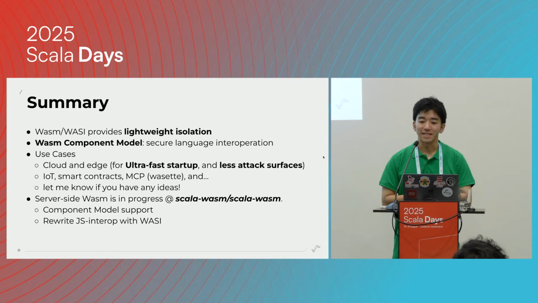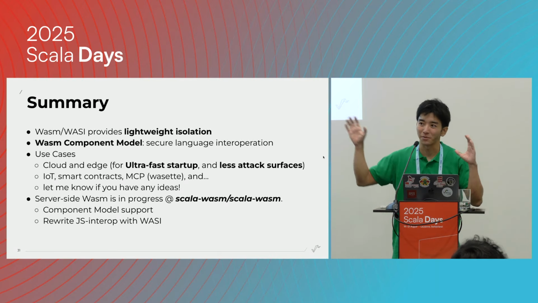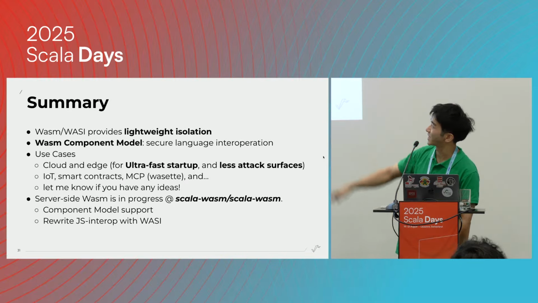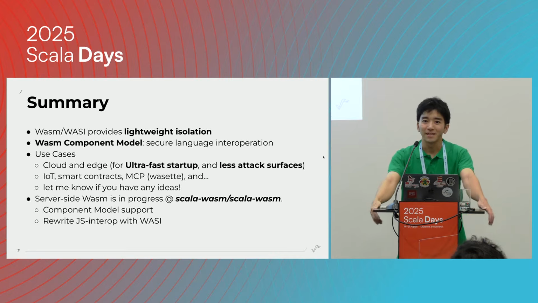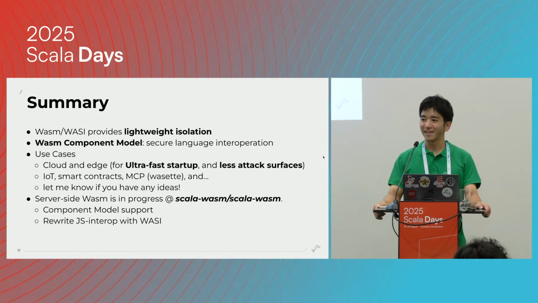All right, so this is the end of the presentation. What I want to tell you in this presentation is that server-side WASM is about lightweight isolation, and the WASM component model is secure language interop, and you can call a Rust function from the WASM component model. We are working on it in Scala Wasm. So thank you for listening, and thank you for your attention.